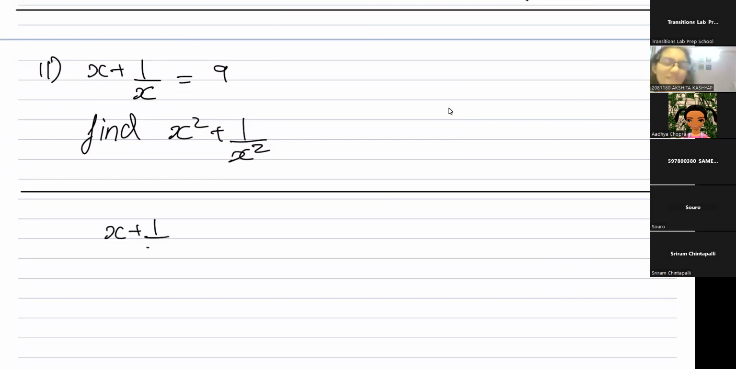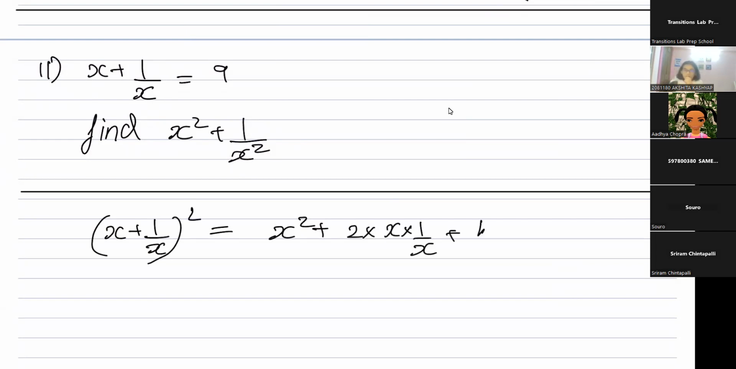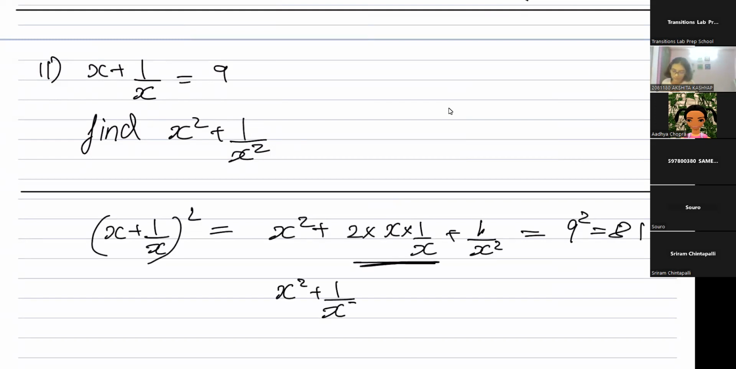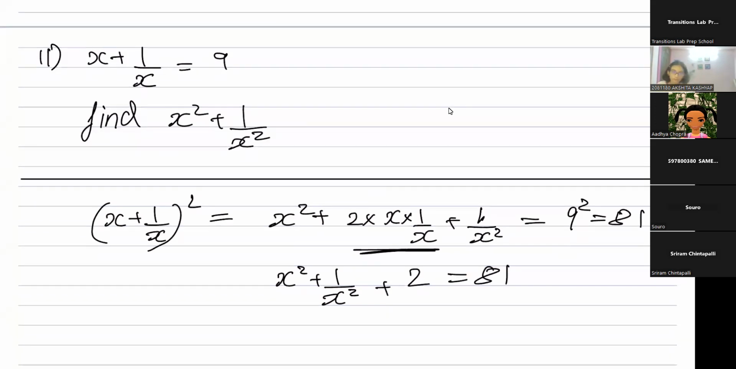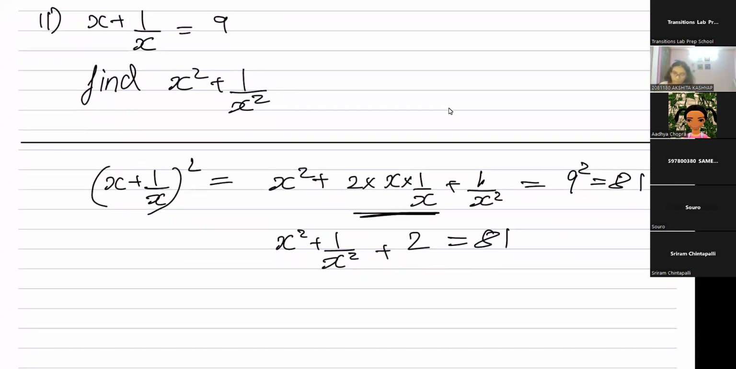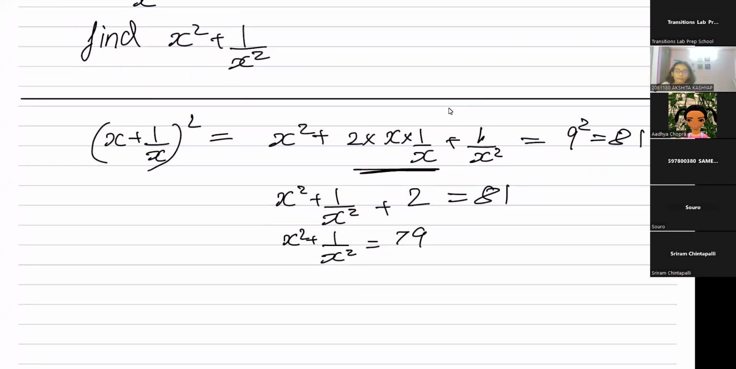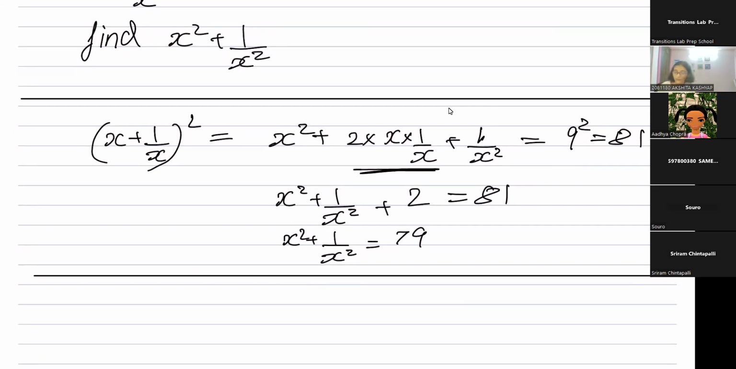x plus 1 upon x. If you take a whole square of this, what you'll get is x square plus 2 times x times 1 upon x, this is 2ab, plus b square, 1 upon x square. And this is equal to 9 square, which is 81. Notice what happens to this term. The rest of it is x square plus 1 upon x square plus 2 is equal to 81. So you get x square plus 1 upon x square is equal to 79. Right. Then you have the question solved.